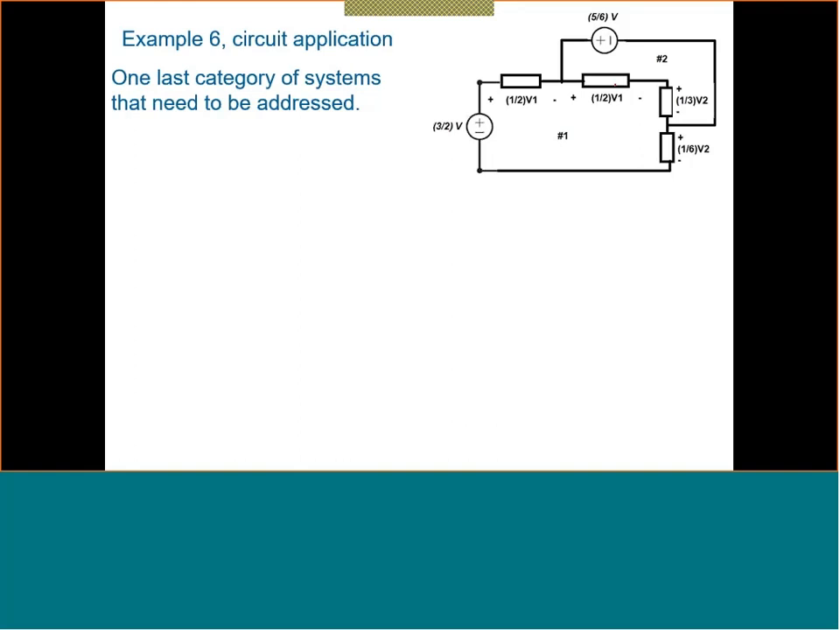So I will take KVL to loop number 1. I will have here V1 divided by 2 plus V1 divided by 2 plus 1/3 V2 plus 1/6 V2 equal to 3/2 volt. Add together, this becomes V1 plus 1/2 V2 equal to 3/2. This is my first equation.